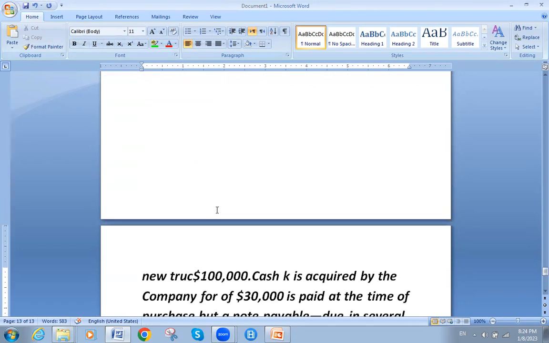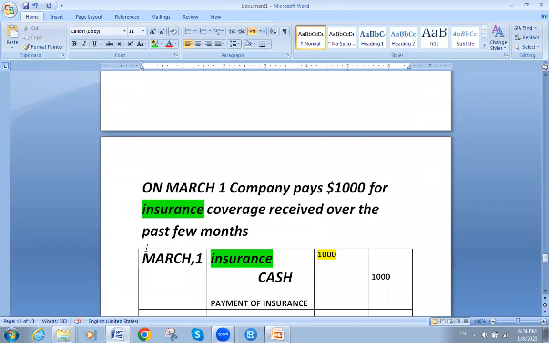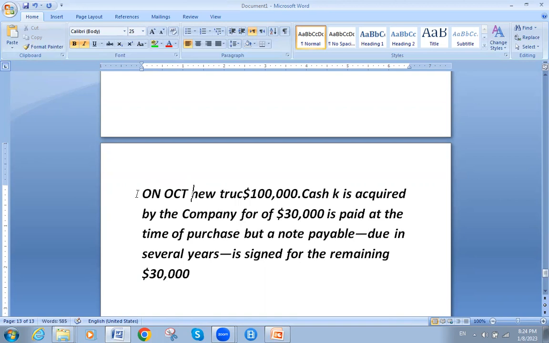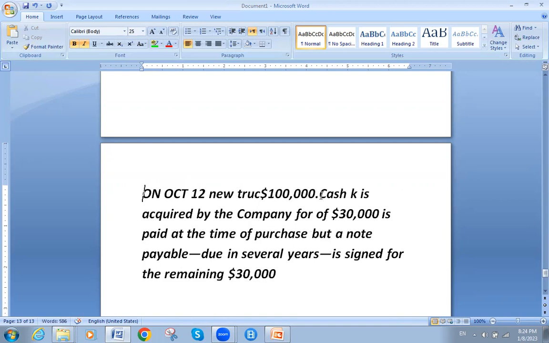So exactly like what we did before, we will do here. But please, I will write for you a date, October 12th. This is a new truck. Cash is acquired by the company for $30,000 is paid, and the $70,000 will be paid by promissory notes, or by notes payable.